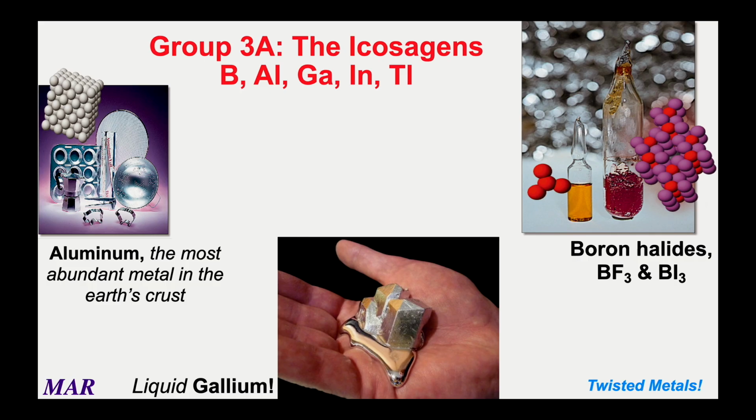Group 3A, which is not a common name, nothing you have to know. The official name is icosagens, and that's boron, aluminum, gallium, indium, and thallium. And aluminum is very, very abundant in the Earth's crust. Now, silicon is more abundant, but silicon is a metalloid, so aluminum is considered the most abundant.